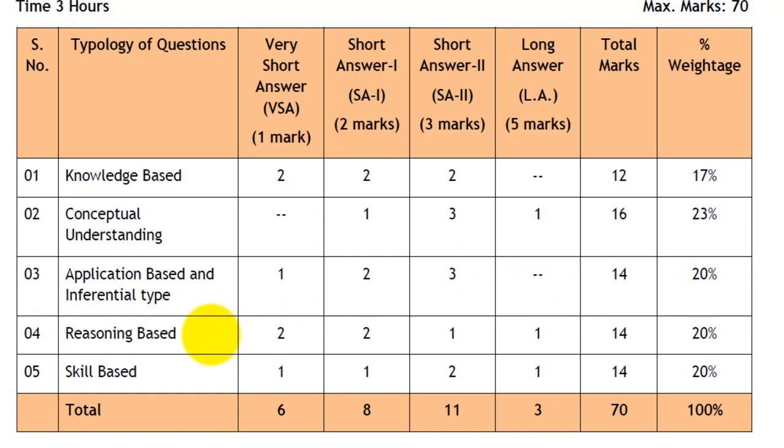The next type of questions are based on reasoning. There will be 2 1-marker questions, then there will be 2 2-marker questions, 1 3-marker question and 1 5-marker question, totaling to 14 marks. Then there are questions based on skills.